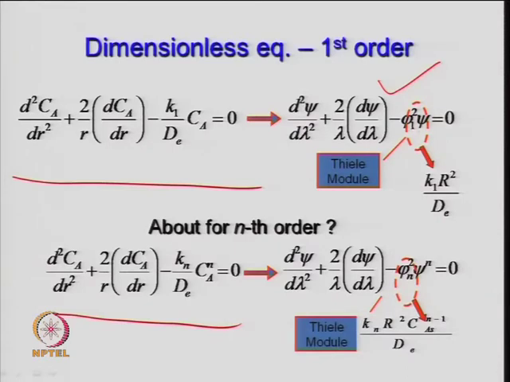So, that became here k 1 r square times d E, which is a kind of parameter, and we have defined it as a Thiele modulus. So, it is the property of the pellet, and it is a property of the reaction also in fact, because order of reaction may affect this value. So, that we will discuss in detail later. For any nth order reaction also the similar form of the equation can be developed. So, that is shown here.